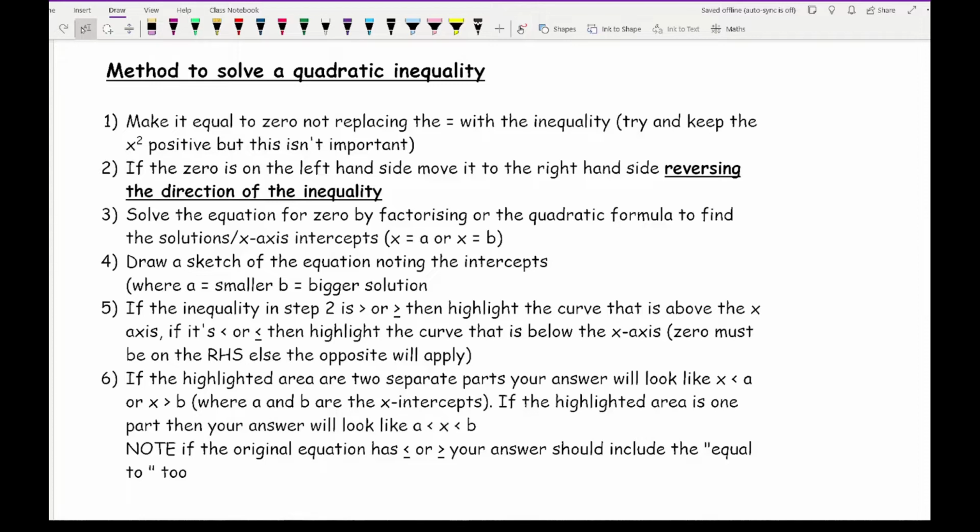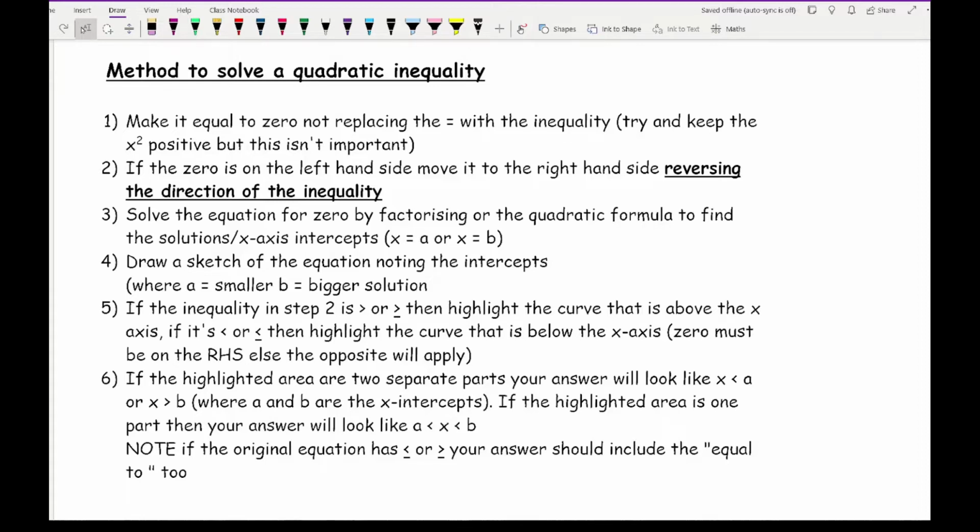equal to 0. And here, if you make it equal to 0, not replacing the equal sign with the inequality, try to keep the x squared positive, but this isn't really important. You can end up with negative parabolas, but what you can do is just shift everything onto the other side to make it a positive parabola. Remember that your solutions are going to be a set of values, and it doesn't really matter whether you're dealing with a positive parabola or a negative parabola, the values will be the same if you've done it correctly.